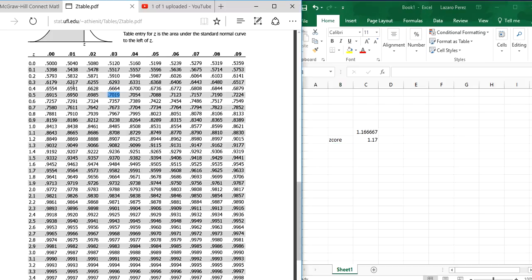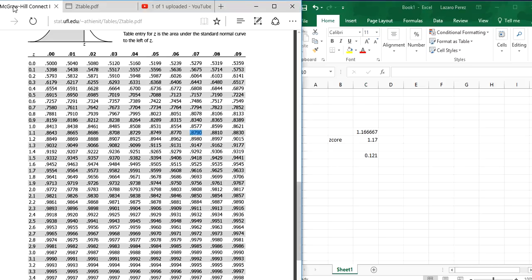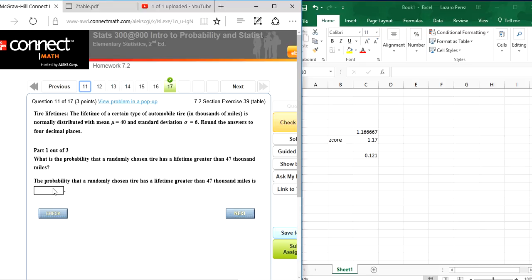So 1.17. All right, right there, 0.8790. And since they want greater than, we have to use the complement. So the complement is always the 1 minus. 1 minus 0.8790. All right, perfect. So that'll be our answer right there. 0.121.